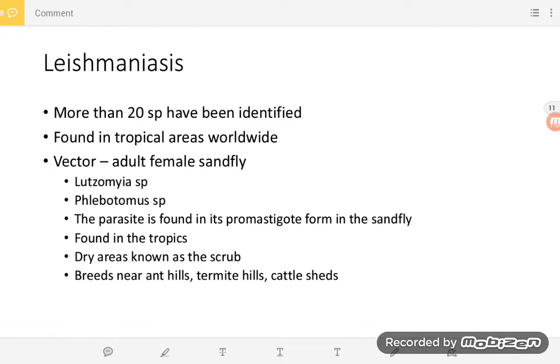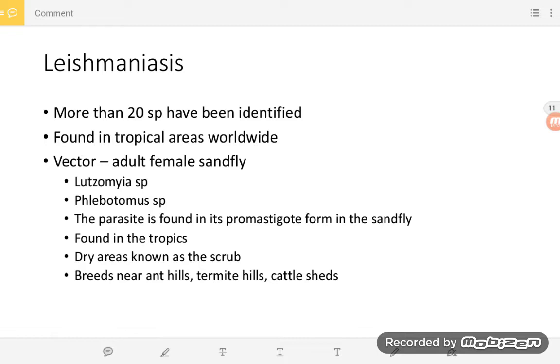Here the vector is the adult female sandfly. Especially, there are two vector genera responsible for transmitting the Leishmania species. One is Lutzomyia, the other one is the Phlebotomus species. In the case of Leishmania donovani and Leishmania tropica in Sri Lanka, they are transmitted by Phlebotomus species. But Leishmania brasiliensis is transmitted by Lutzomyia. So when you consider the mode of transmission, the vector, you have to mention both names.